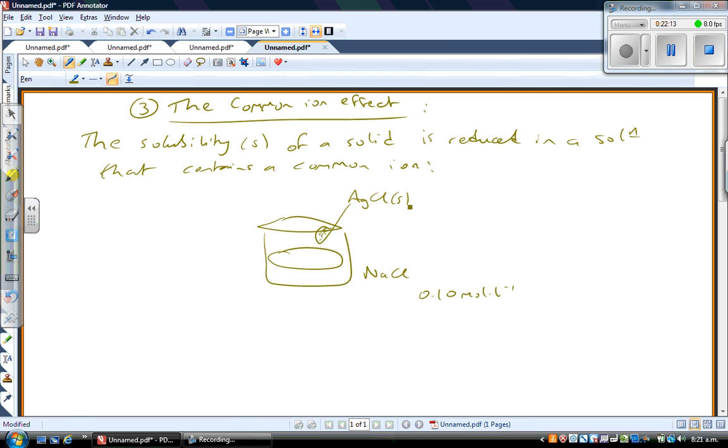Okay, and in this case, I'm sure you can spot what the common ion is between the two systems. We have the chloride ion in common. And as a result of this, the silver chloride will be less soluble in salty water than it would be in pure water. We'll just quickly explain why.